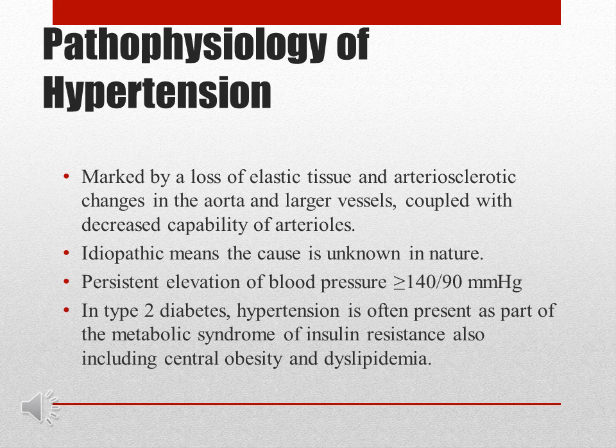Hypertension is purely defined as the persistent elevation of blood pressure greater than or equal to 140/90. In type 2 diabetes, hypertension is often present as part of the metabolic syndrome of insulin resistance, also including central obesity and dyslipidemia.